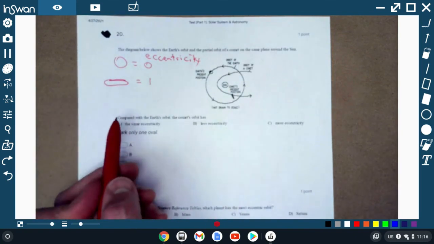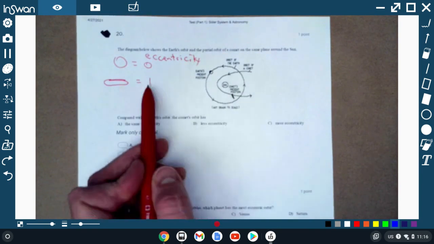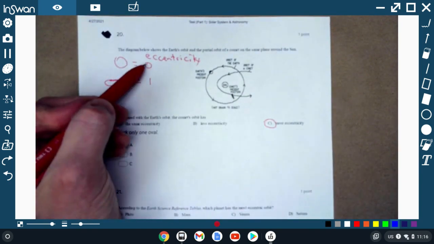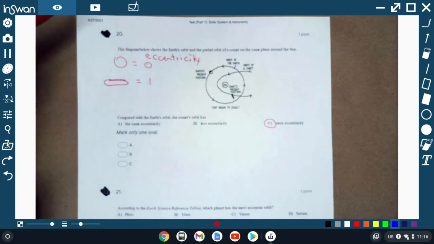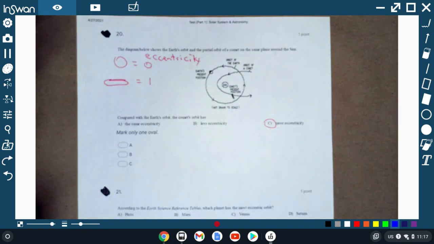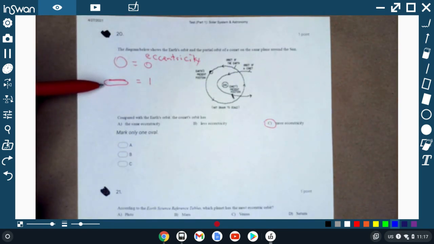And so if we look at this, compared to the Earth's orbit, the comet orbit, well, it's squished, so it's getting closer to 1, so it has more eccentricity. All right, so it's going from 0 to 1. Remember, we had some examples inside of our notes, and this is actually labeled inside of our notes that a circle is an eccentricity of 0, and a straight line or a very flat ellipse is 1.